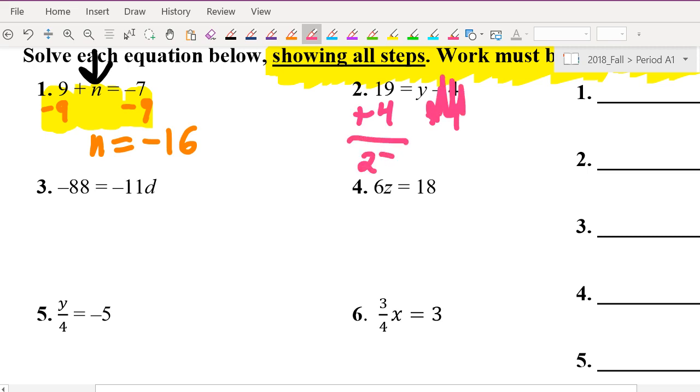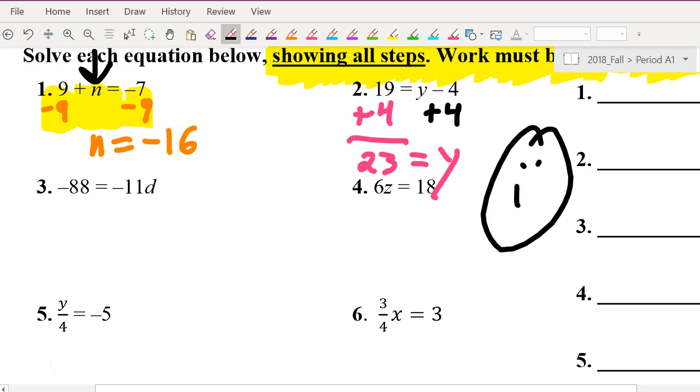So 23 equals y. Now, I might be unsure of myself, and so I want to check it. So I say, is 23 minus 4 19? Mm-hmm. It sure is. Yes.